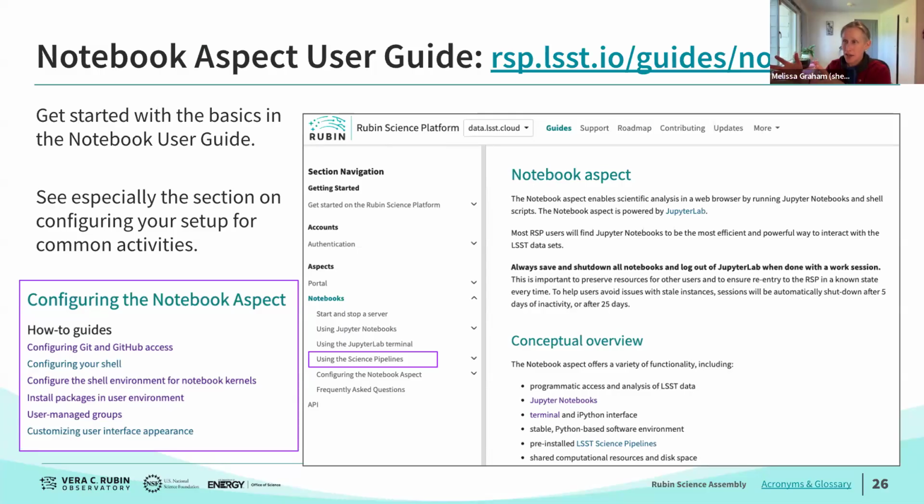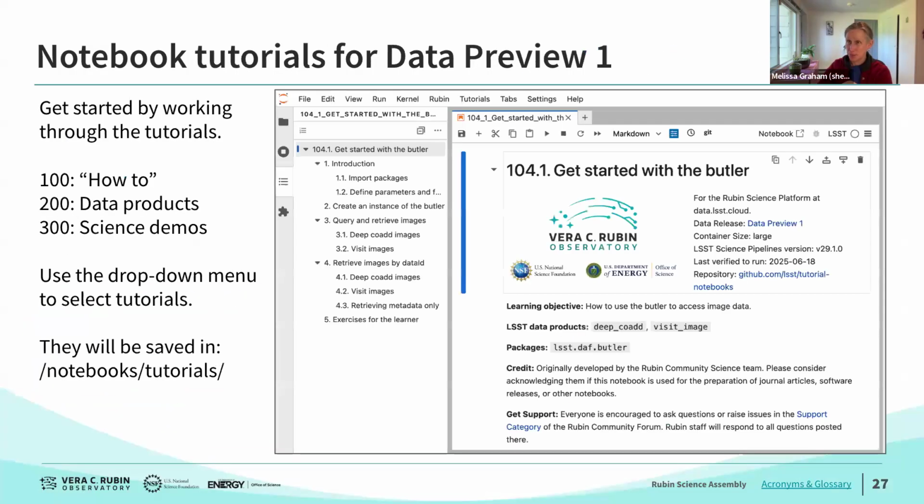The notebook aspect, on the other hand, is a typical JupyterLab. You can get started with the basics, of course, in the user guide at rsp.lsst.io. Especially there's a section on using the science pipelines and configuring the notebook aspect. Looks like the purple box is actually on the wrong menu item here. It's configuring the notebook aspect that gets you these options. So how to set up your Git, how to configure the shell environment, how to do user managed groups so that you can share files, that kind of thing. All of those types of instructions are at rsp.lsst.io.